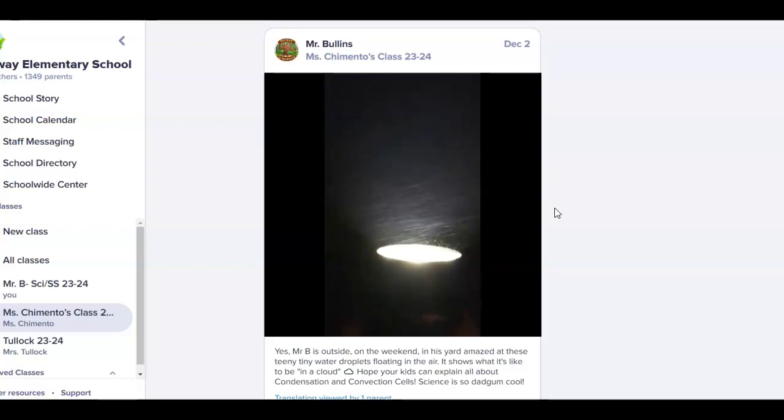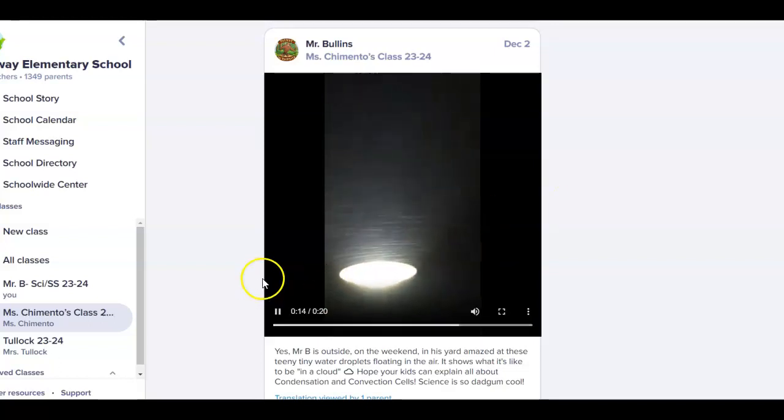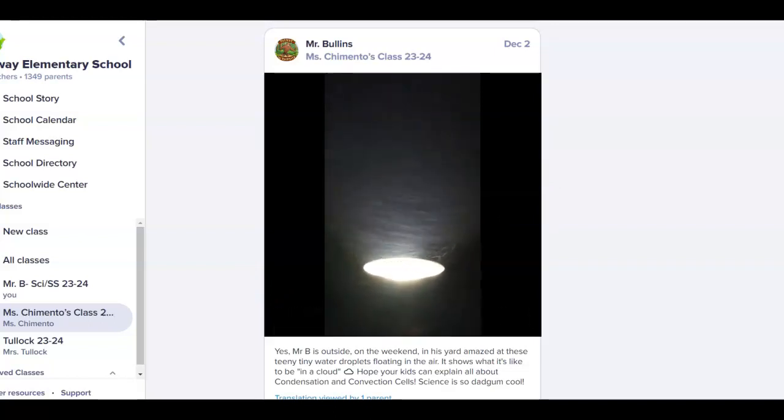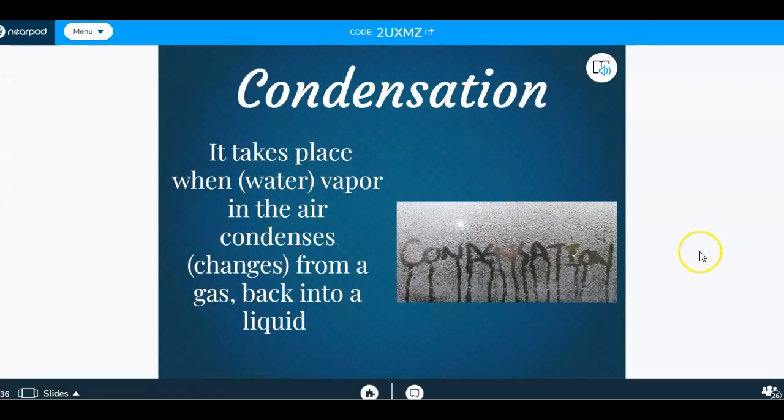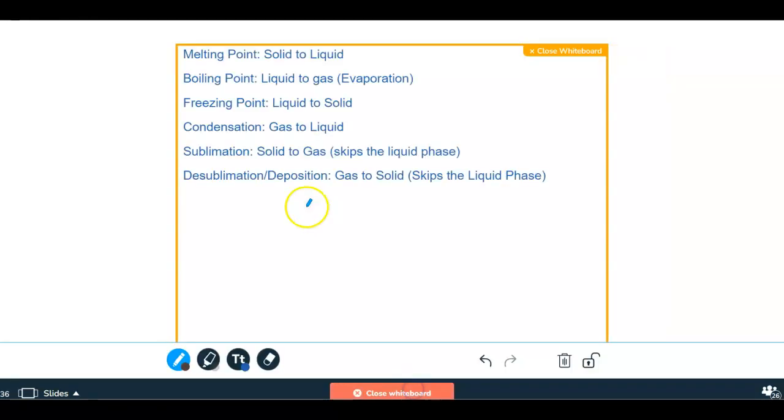Can you see the convection? I mean, some of it's just wind, but you can definitely see the convection over the flashlight. But when it's moving side to side, that's just the wind. That's literally the moment that condensation has happened, when you see that. Condensation is when that gas is turned back into little tiny drops of water. Condensation. There it is, gas to liquid.